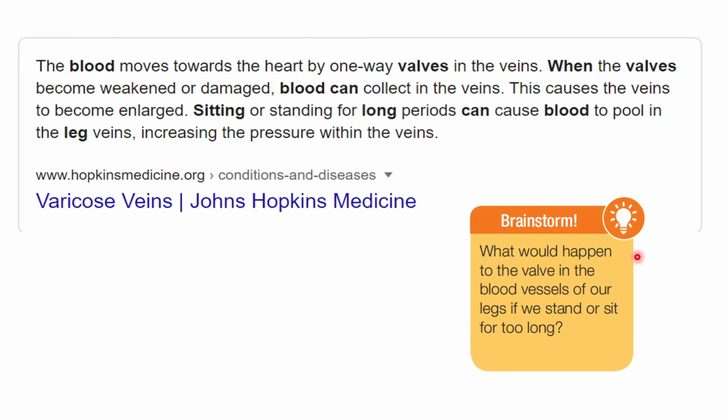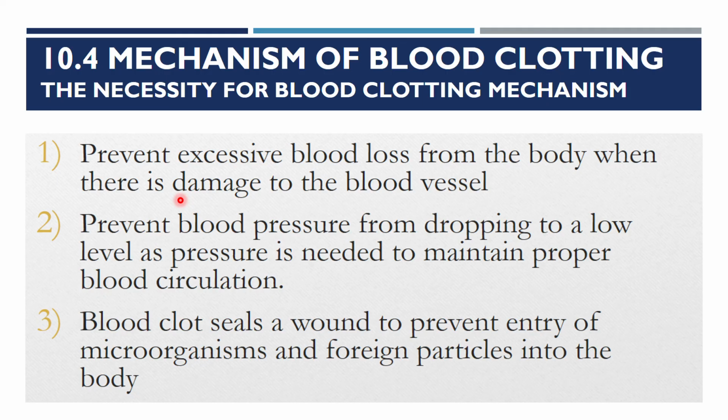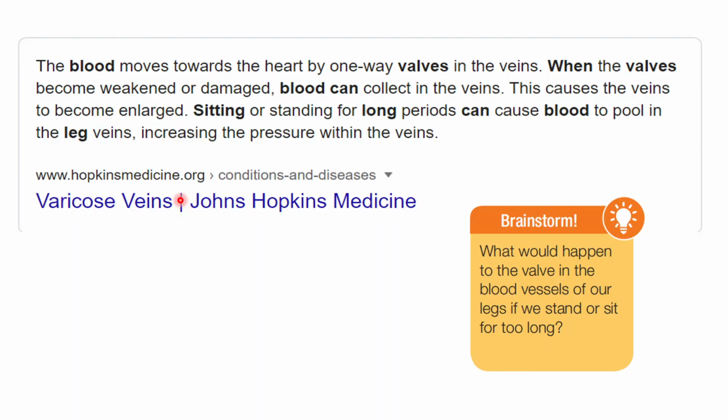Okay, so there's a question over here. It says, what will happen to the valves in the blood vessels of our legs if we stand or sit too long? It will cause the blood to pool in the leg veins, isn't it? And increase the pressure within the veins. Have you heard of these varicose veins before? Okay, maybe you can read on it.